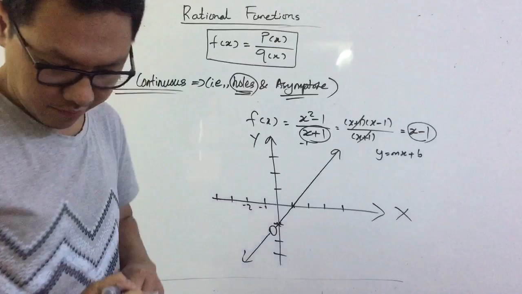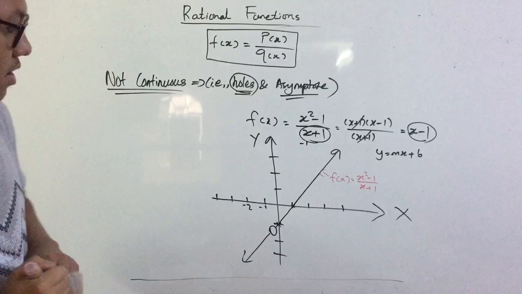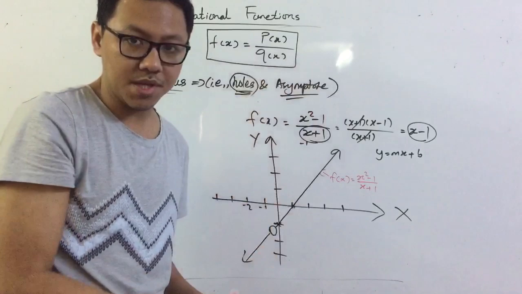I'm going to label it f of x is equal to x squared minus 1 over x plus 1. See? So they are not continuous. There can be holes and asymptotes when the denominator is equal to 0. Got it? Okay, so let me talk about asymptotes here. Let me erase this.